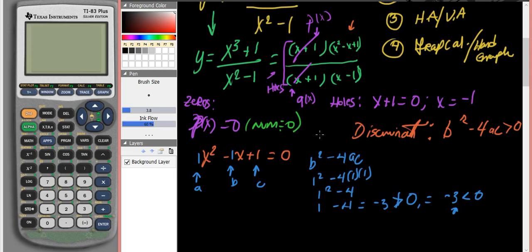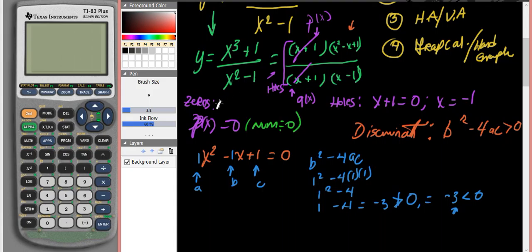Let's go to the next thing that we need to find. So what do we say for our zeros? We say that we don't have any zeros right now. There are no real zeros of this function. So there are no real solutions. So we're not going to cross the x-axis here. So zeros, we're going to go ahead and write that in.